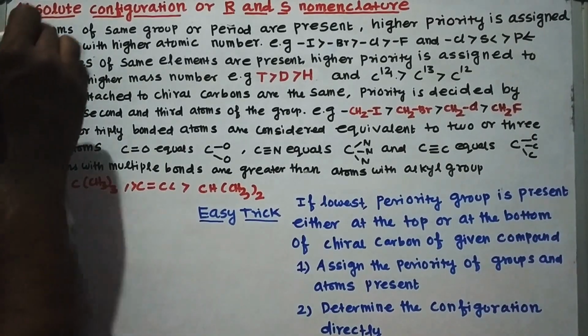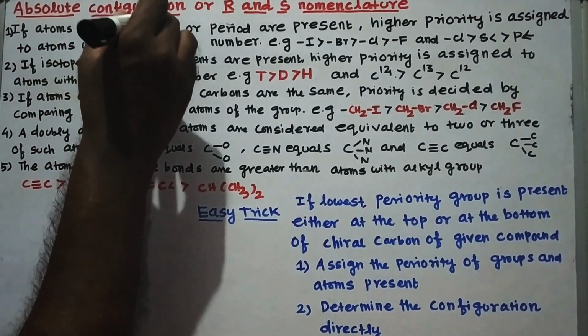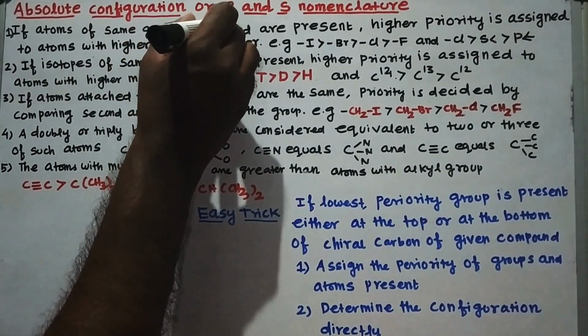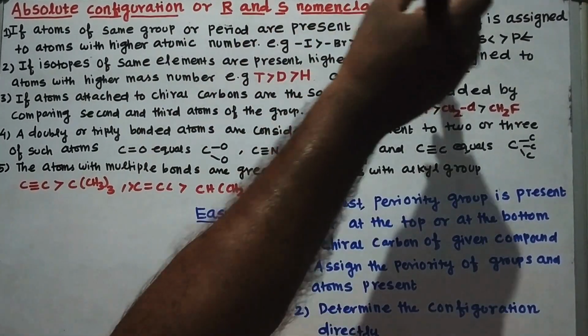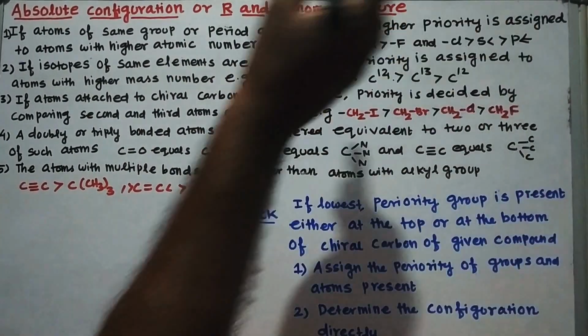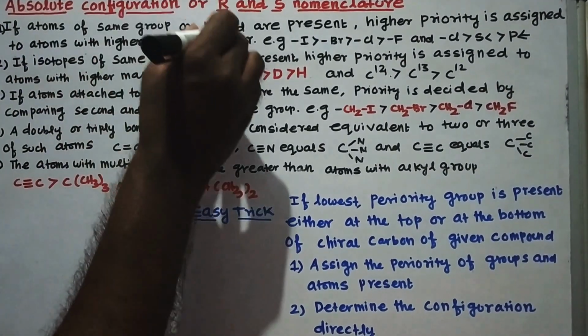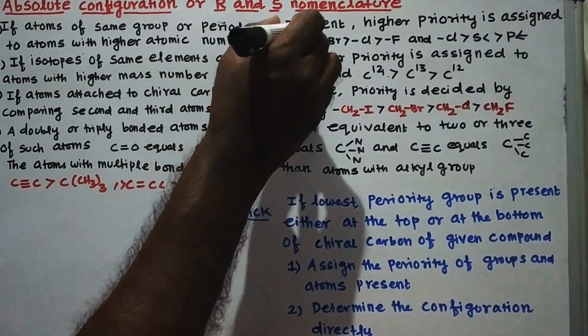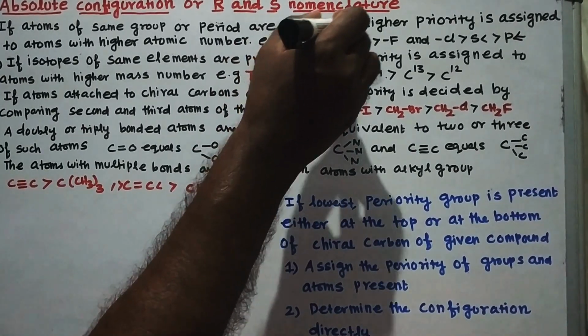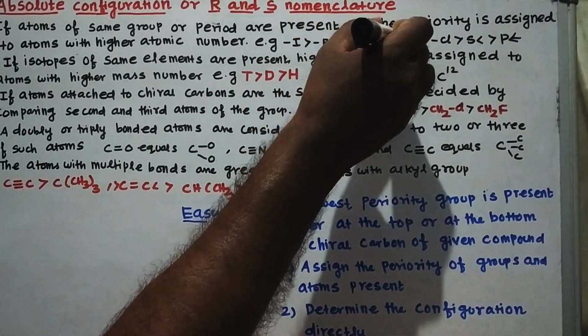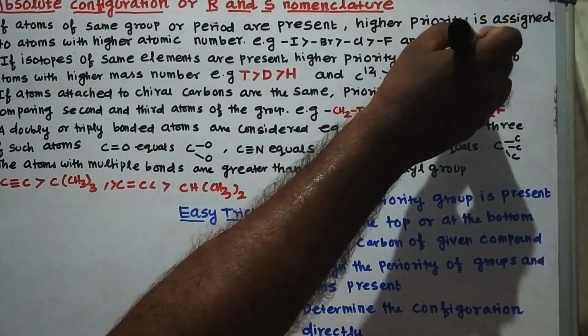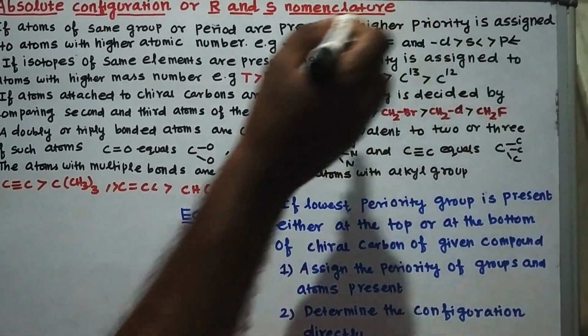Rule number 1: if atoms of the same group or period are present, higher priority is assigned to atoms with higher atomic number. For example, bromine is greater than chlorine, chlorine is greater than fluorine, and Cl is greater than sulfur, sulfur is greater than phosphorus.